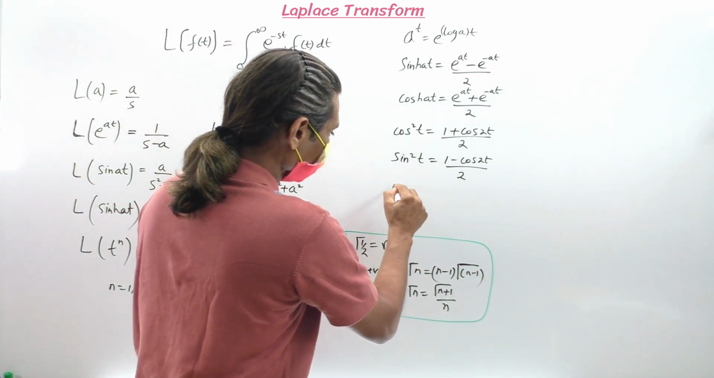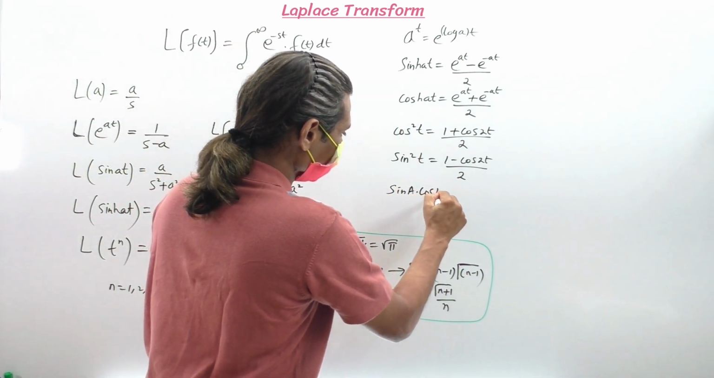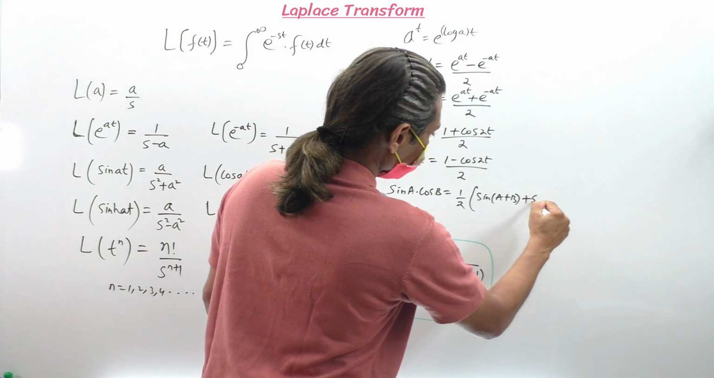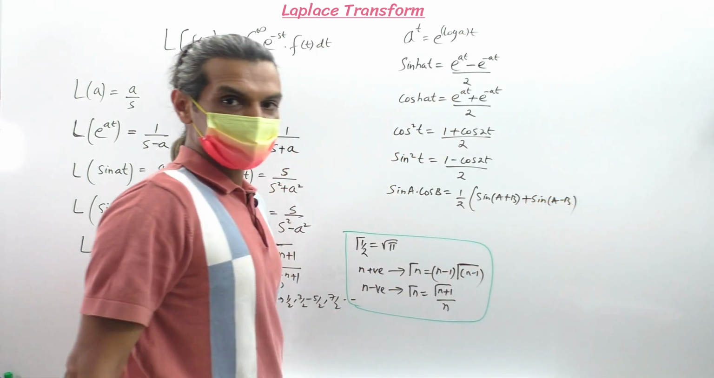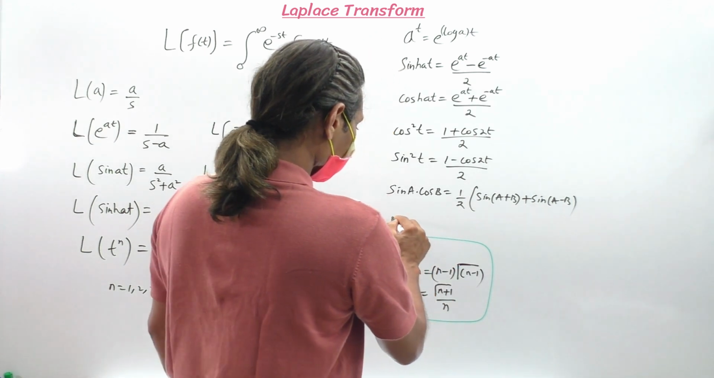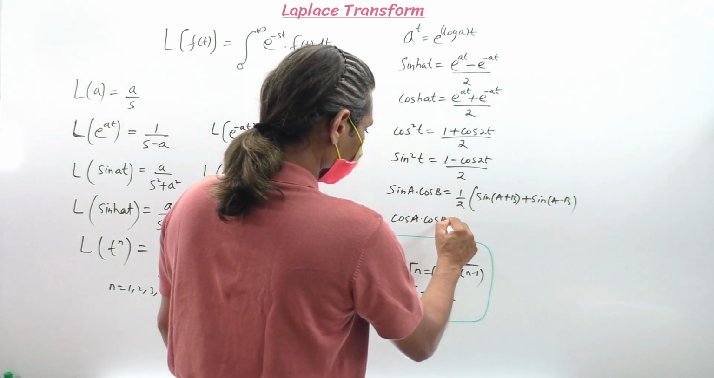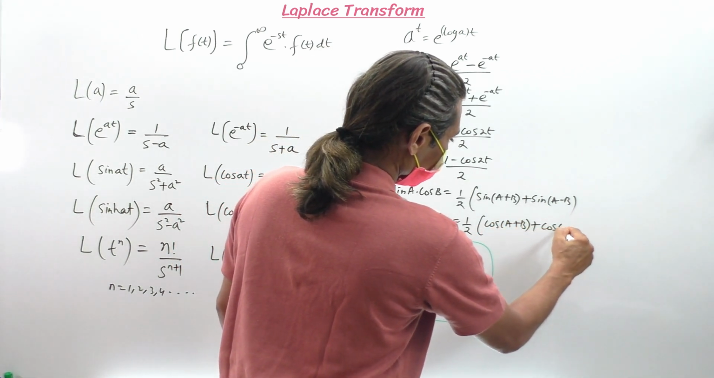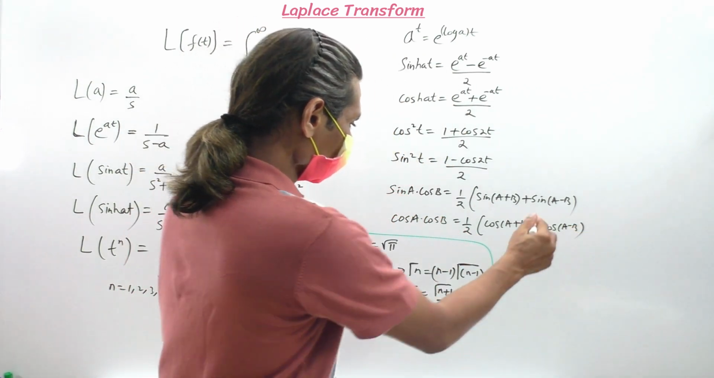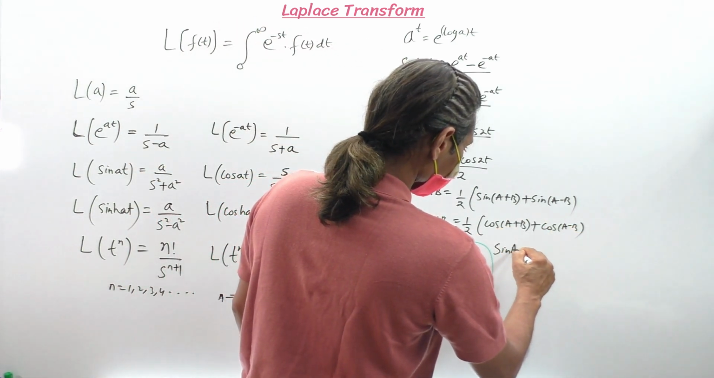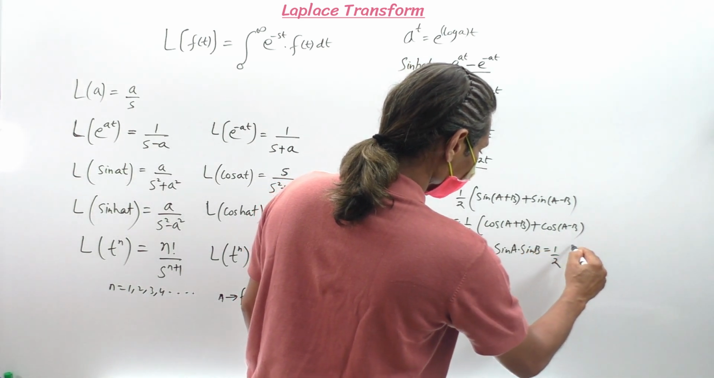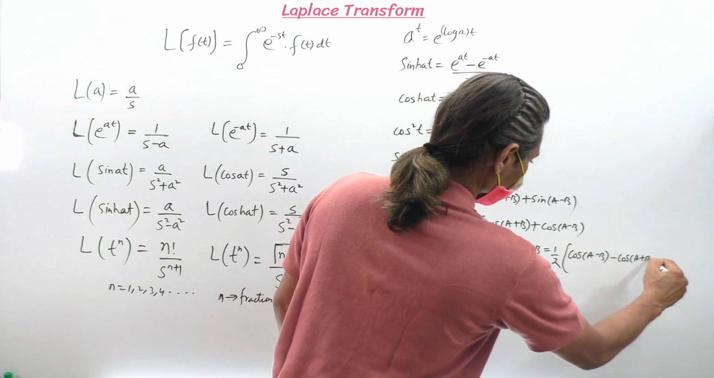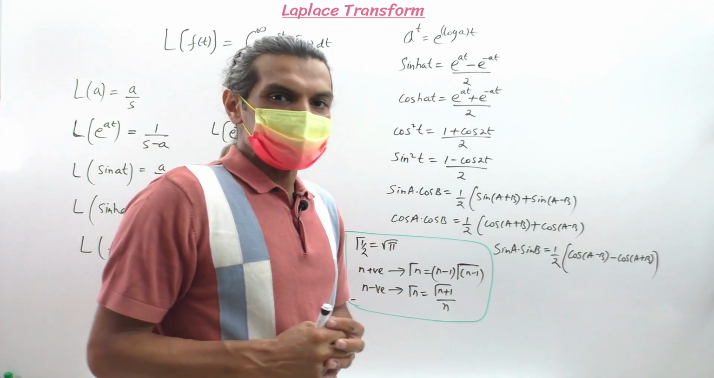Then the other formulas are: sin a into cos b is equal to half of sin of a plus b plus sin of a minus b. Then cos a into cos b equals half of cos of a plus b plus cos of a minus b. There is one more, sin a into sin b, which will be half of cos of a minus b minus cos of a plus b. Sometimes they won't usually ask this, but you better remember it.